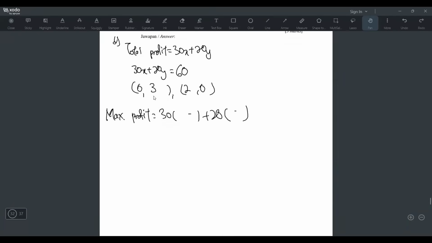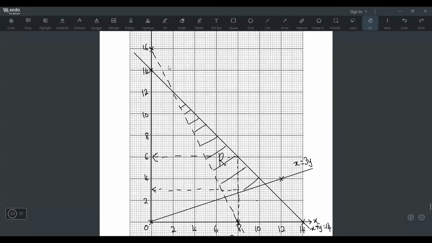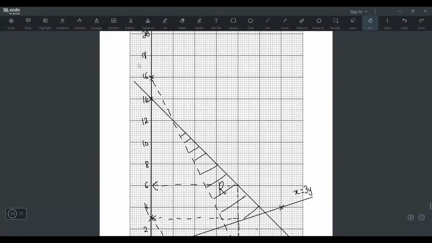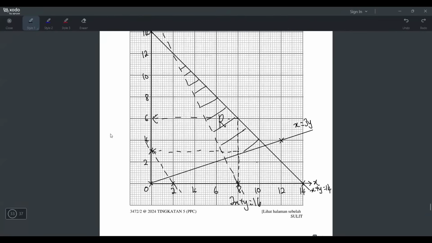So let's draw the dotted line first. 0, 3, 20. So let's plot the point. 3 is somewhere here, 20 is here, and you have to draw using a dash line. Okay, and this line, what do we call it? What's the equation? 30x plus 20y equals 60, right? So write it down.